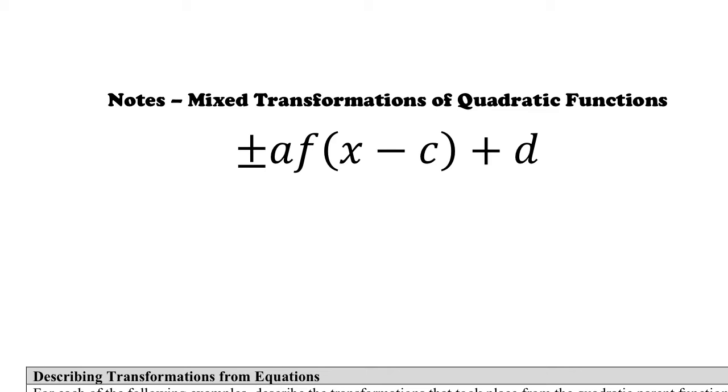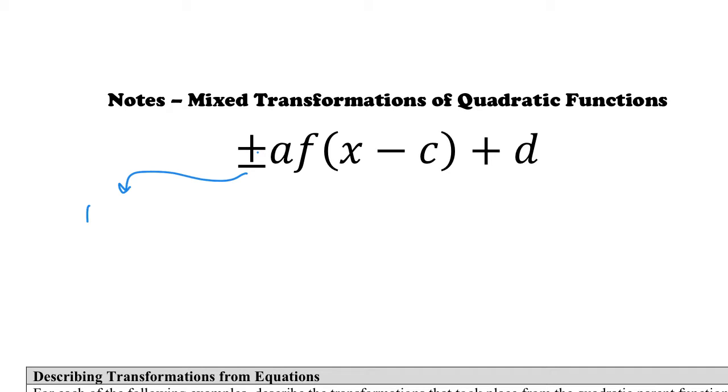Mixed transformations of quadratic functions. So this is where we combine all the transformations together. So we have a couple things going on. Let's review what each one of these parameters does to our function. First we have the plus or the minus. This only has one job.